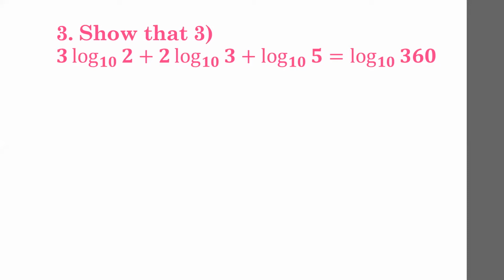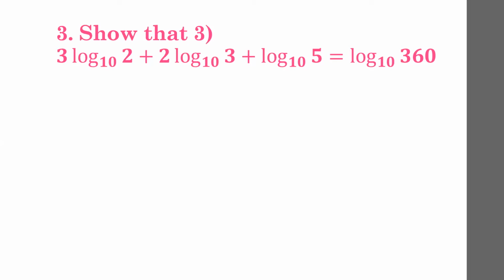Show that 3 log 10 base 2 plus 2 log 10 base 3 plus log 10 base 5 is equal to log 10 base 360. When we learned the formulas, we have some formulas like log a base mn equals log a base m plus log a base n. So if we reverse the formula, it is log a base m plus log a base n. There the base should be equal. We need to focus on that part. We have to look at the base here.